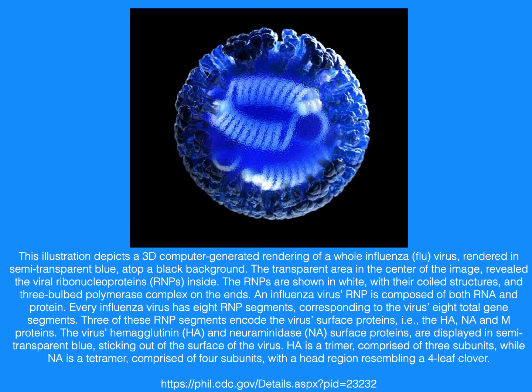Every influenza virus has 8 RNP segments, corresponding to the virus's 8 total gene segments. 3 of these RNP segments encode the virus's surface proteins, i.e. the HA, NA, and M proteins. The virus's hemagglutinin and neuraminidase surface proteins are displayed in semi-transparent blue, sticking out of the surface of the virus. HA is a trimer composed of 3 subunits, while NA is a tetramer comprised of 4 subunits, with a head region resembling a 4-leaf clover.